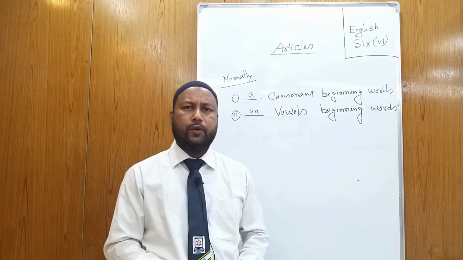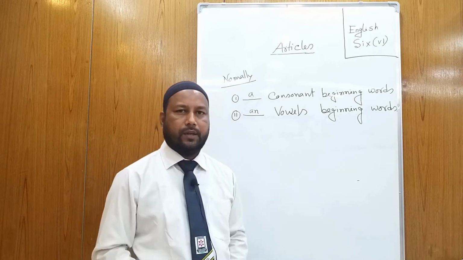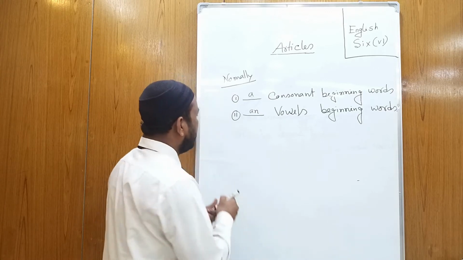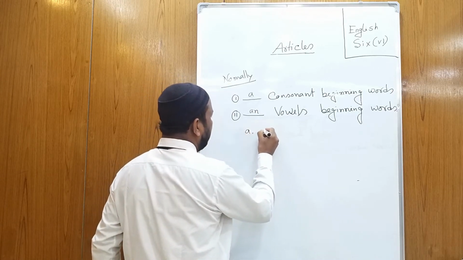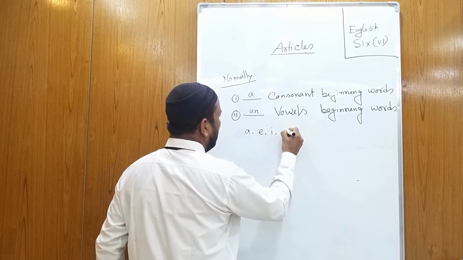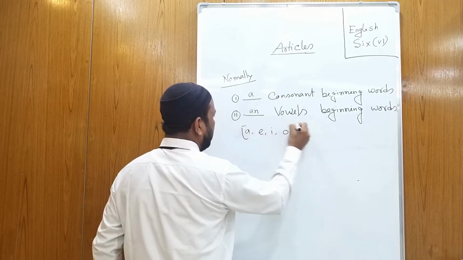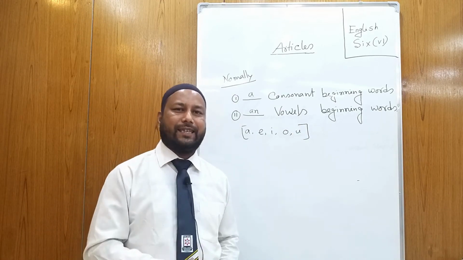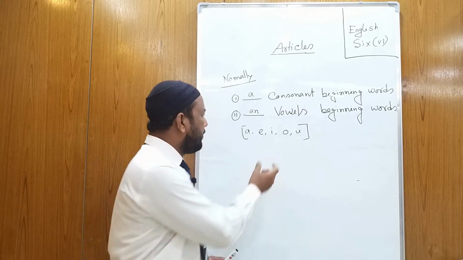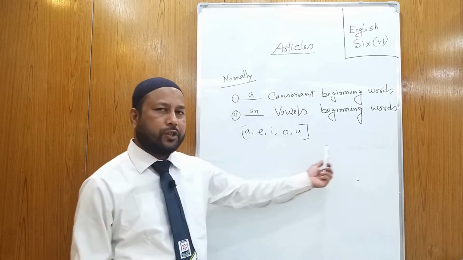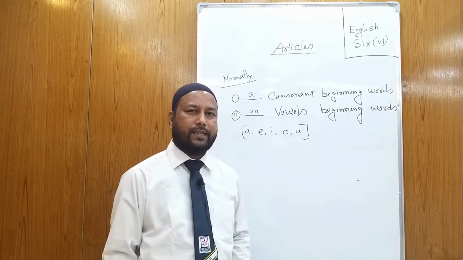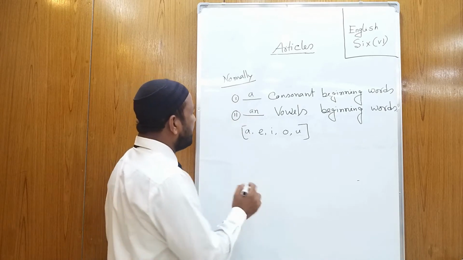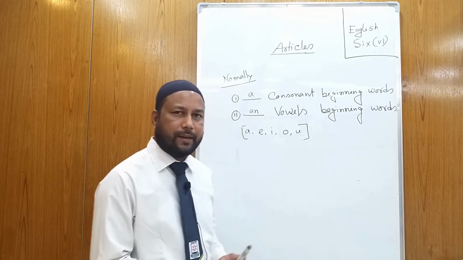I think you know what vowels are. Just let me repeat: A, E, I, O, U. These five are called vowels. You know there are 26 letters in the alphabet. Five are called vowels and the rest of the letters, 21 letters, are consonants. I think you know about it. Okay. Now here are some examples.